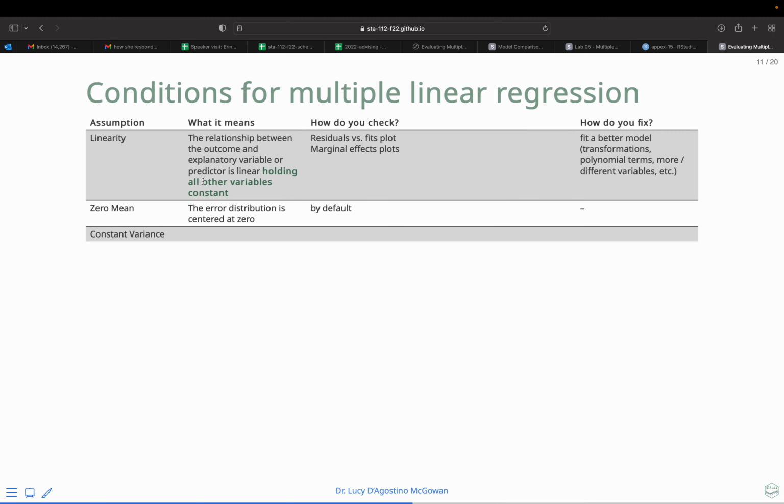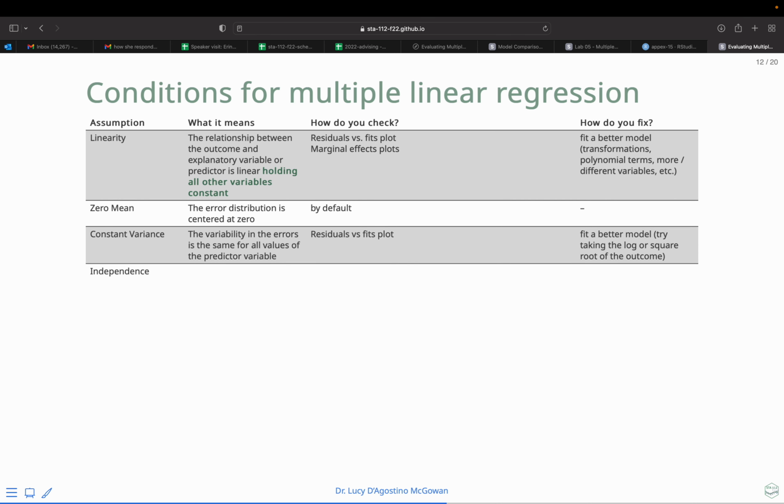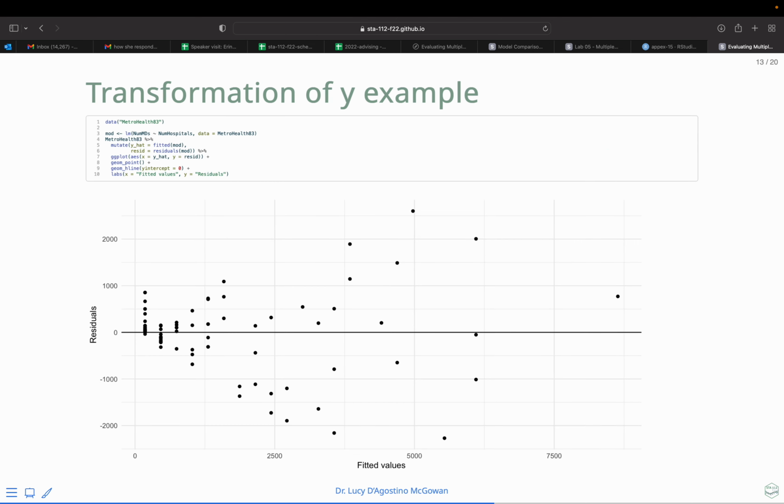The next assumption is zero mean, which is just that the error distribution is centered at 0. This is true by default, so we don't actually have to fix it. It will always be true. The next is constant variance, which is just that the variability of the errors is the same for all values of the predictor. Again, we use the residuals versus fits. The way we fix it is by fitting a better model, and most of the time you can try to fix this by taking either the log or the square root of the outcome. So let's look at that real quick.